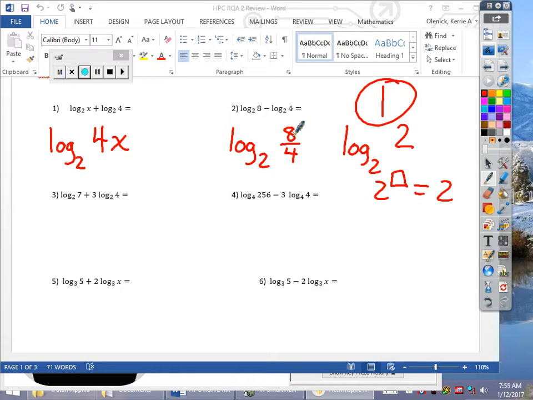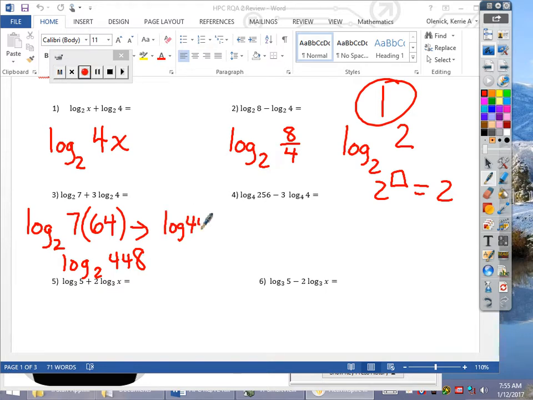Good? All right, number 3 ends up being log 2 of 7 times 64, which ends up being log 2 of 448. I told you that would be fine, okay? But if you took it a step further and did the change of base, it is log 448 divided by log of 2, which gives me 5.6.